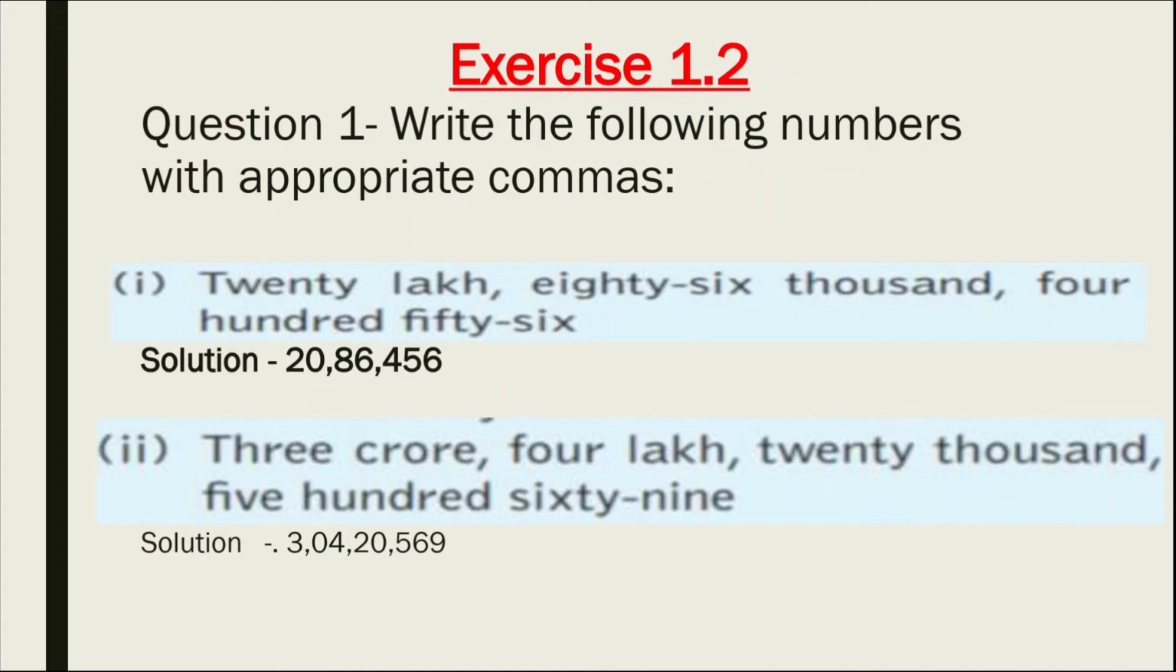Question number 1, write the following numbers with appropriate commas. So our question is 20,86,456. First of all we will write 20,86,456. Now in the Indian system we have to put the comma after the first 3 digits from the right. So between 6 and 4 there will be a comma, and then after 2 more digits. 20,86,456. In this manner you have to solve these questions.